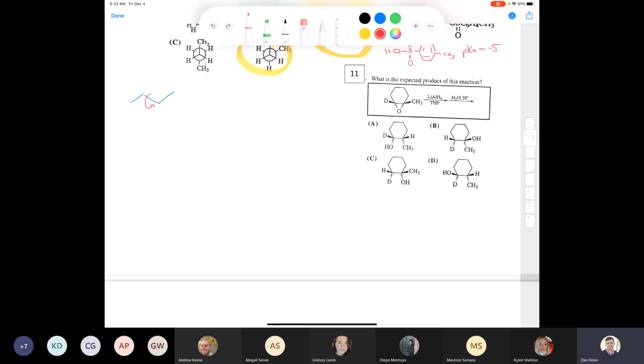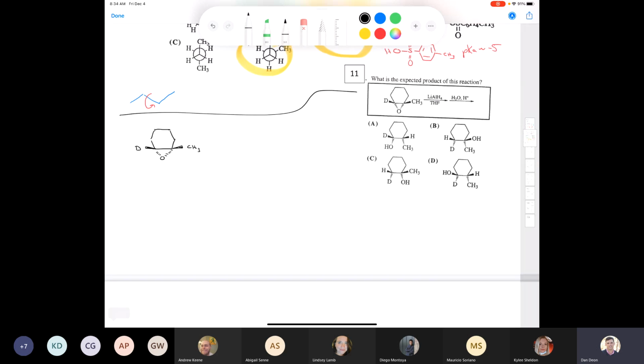All right, well, let's try and draw a mechanism for this reaction. So here we go. We'll draw this. And if you're wondering what the D is, that's just deuterium, which is hydrogen 2, right? It's just a hydrogen with a neutron in the nucleus. All right, there we go.